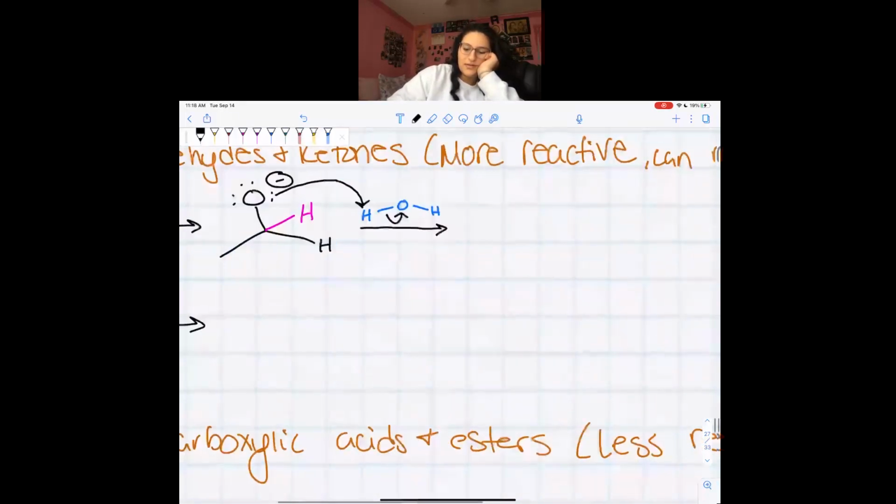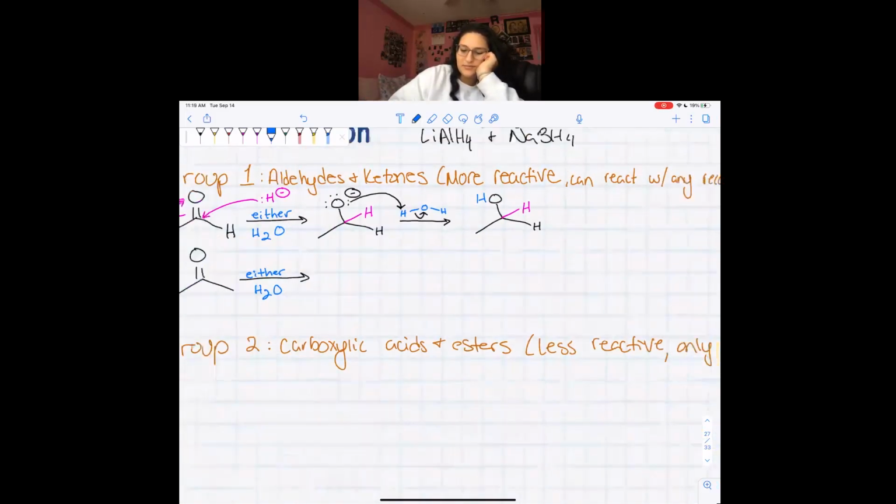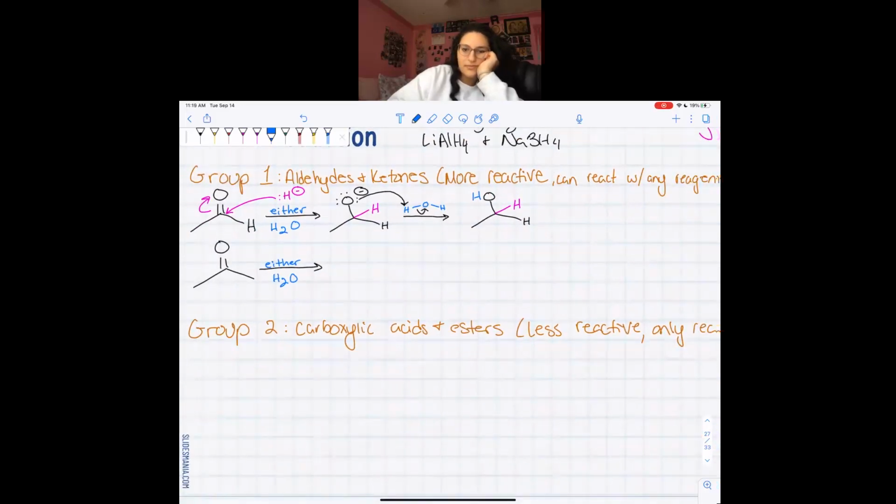So I am lazy and I don't want to redraw this, so I'm going to duplicate it. And the only thing we changed is we add a hydrogen here, which makes the charge neutral. So I'm going to zoom out. And we're going to summarize this and say that an aldehyde plus either reagent equals a primary alcohol.